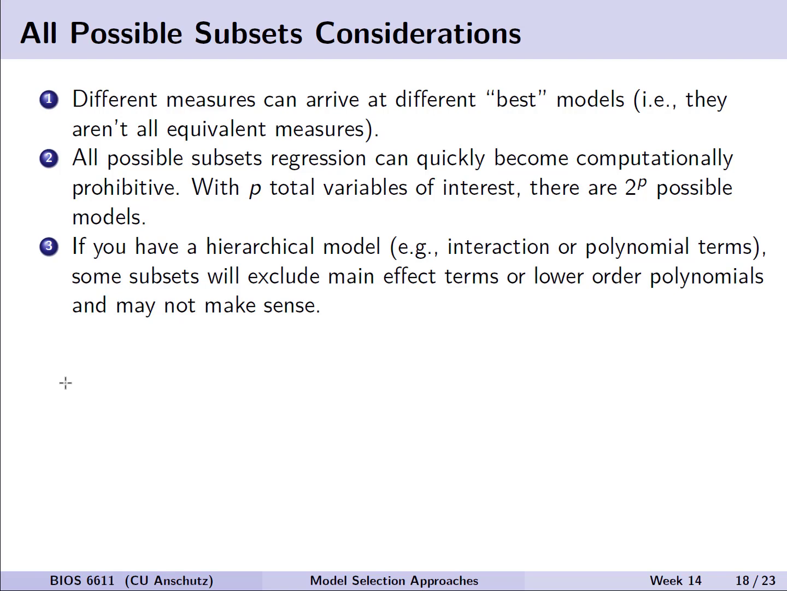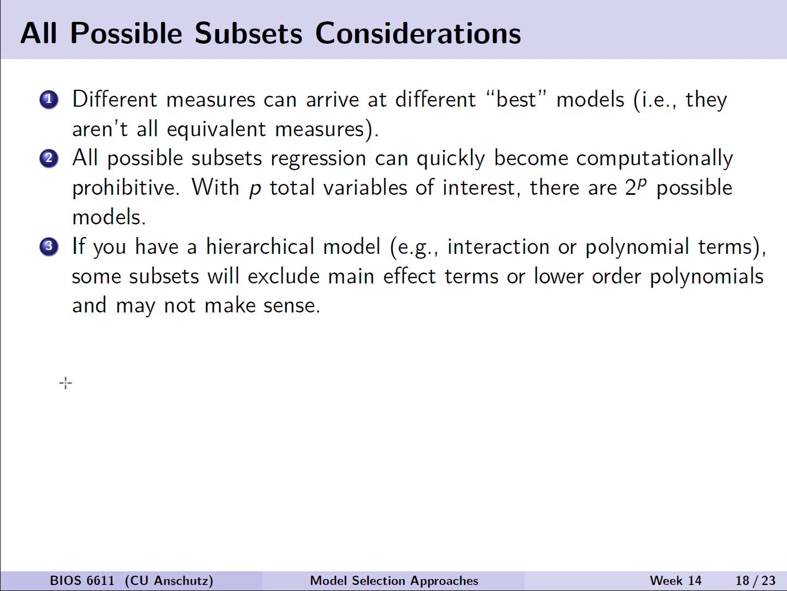A second consideration is that all possible subsets regression can quickly become computationally prohibitive. With p total variables of interest that we might have, there are a total of 2 to the p possible models. So we can imagine if we had 20 predictors, 2 to the 20th power is quite the number of models that we would have to fit and identify all of these different criteria for. Fortunately, with respect to this concern, there are various approaches that exist to try to get around this or approximate an exploration of the model space, such as simulated annealing and other approaches.